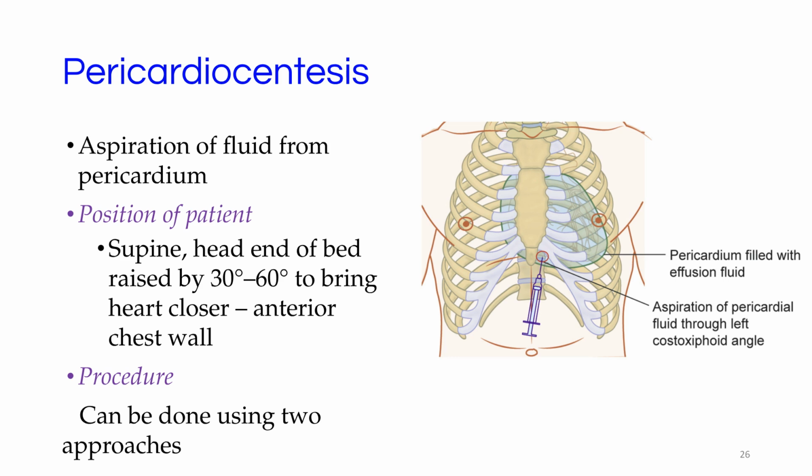Pericardiocentesis is the aspiration of fluid from the pericardium. The patient is positioned supine with the head end raised to bring the heart closer to the anterior chest wall. The procedure can be performed using two main approaches.